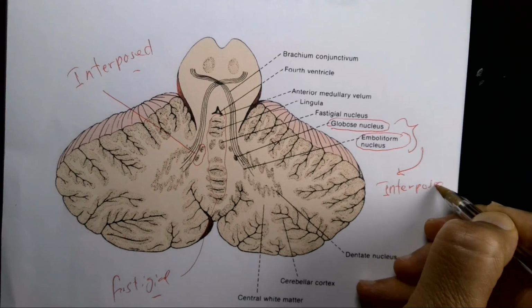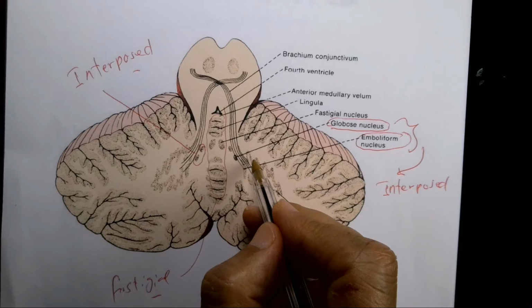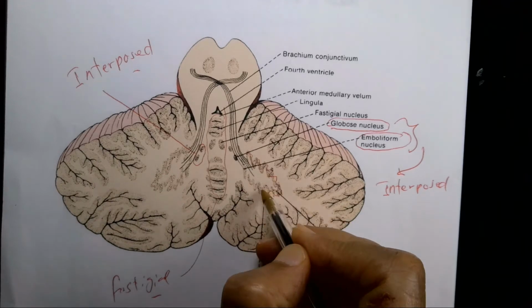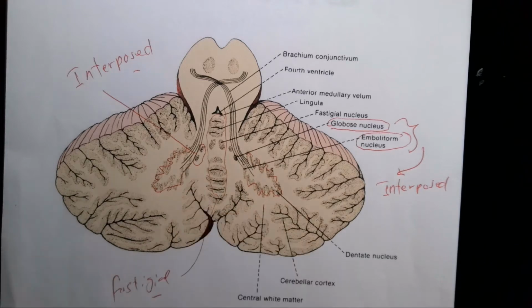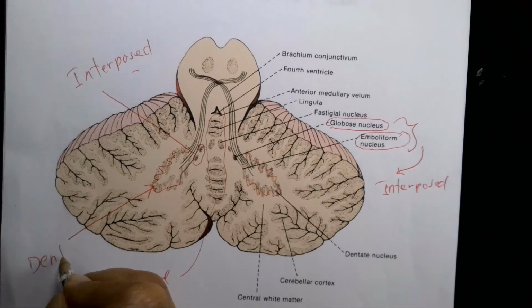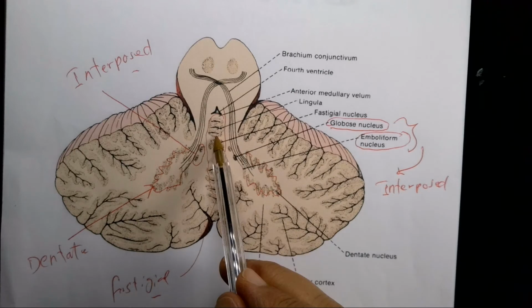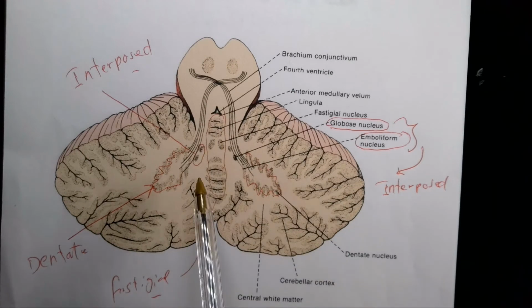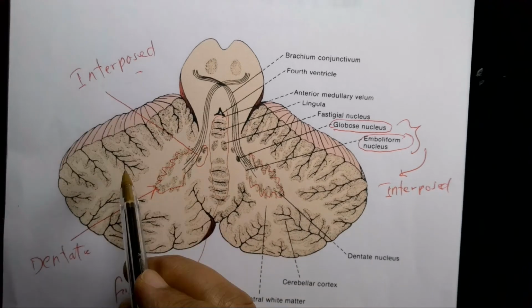Then the most lateral one, which looks like teeth, sharp, we call the dentate nucleus because it looks like teeth. So those are the three groups of nuclei: the central one, fastigial; the intermediate one, interposed; and the lateral one, the dentate nucleus.